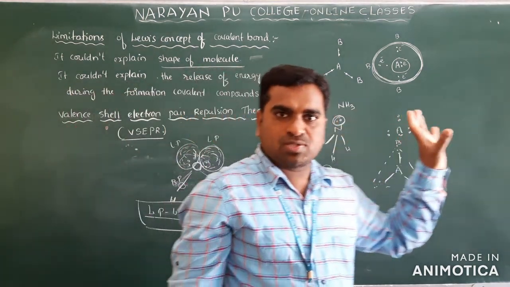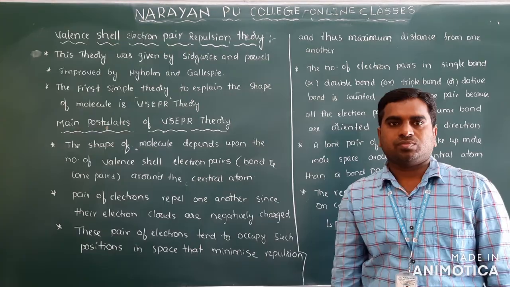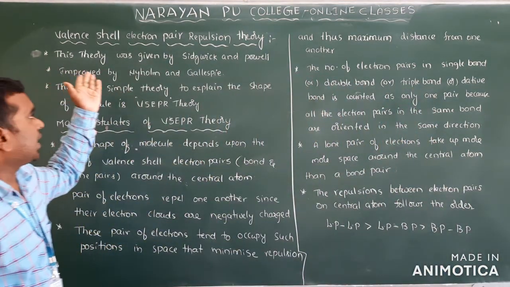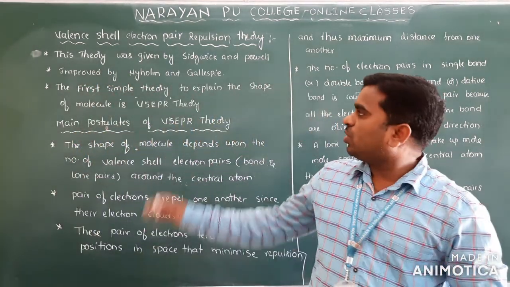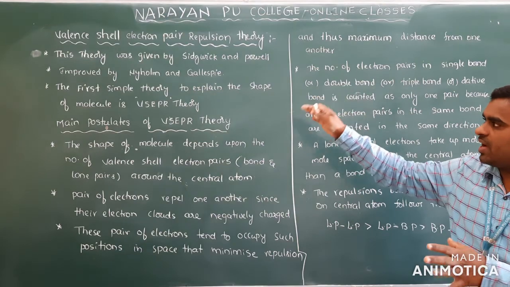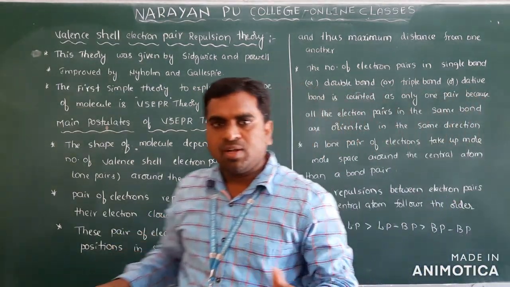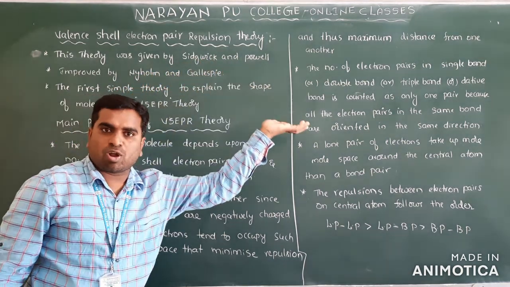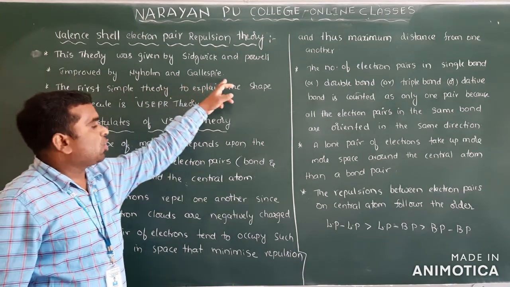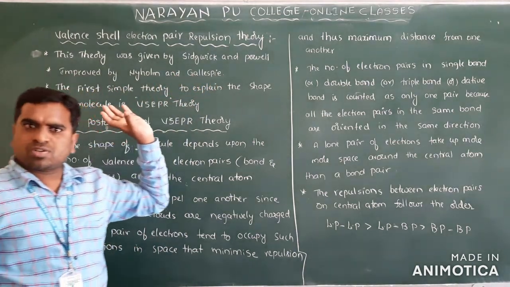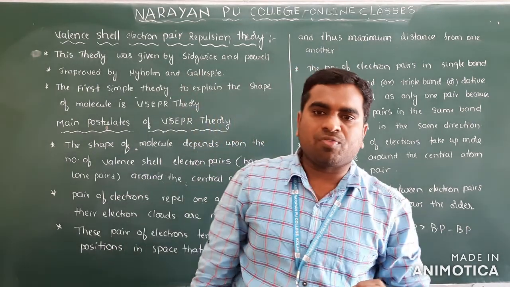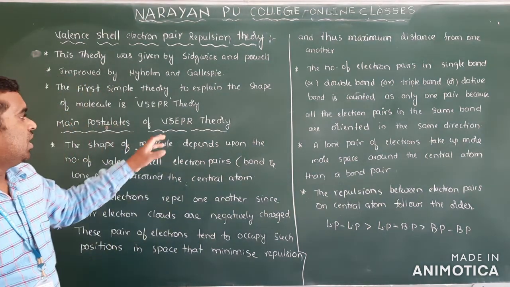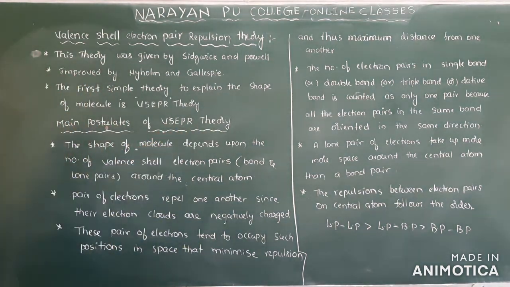Now I will write the points one by one. So I have already explained the theory of valence shell electron pair repulsion. Clear? So I have written the points here, what I have explained, and those points only. See, as first I have mentioned, it was given by Sidgwick and Powell and developed by Nyholm and Gillespie. Clear? Next one: this is the first theory to explain the shape of the molecule. Clear? And these are the main postulates of VSEPR theory. So what is the first one?